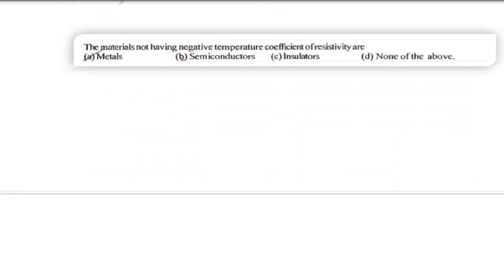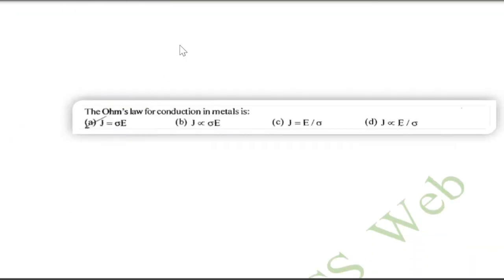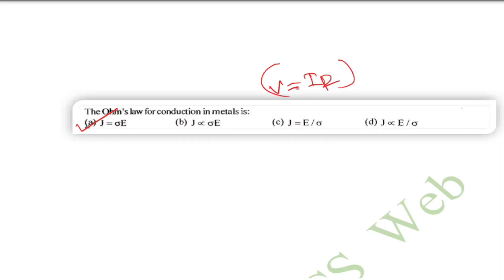Next, the materials not having negative temperature coefficient of resistivity are metals. Okay. Next, Ohm's law for conduction in metal is J equals sigma E. We also know another form, that is V equals IR. Okay. So here A is your correct answer.